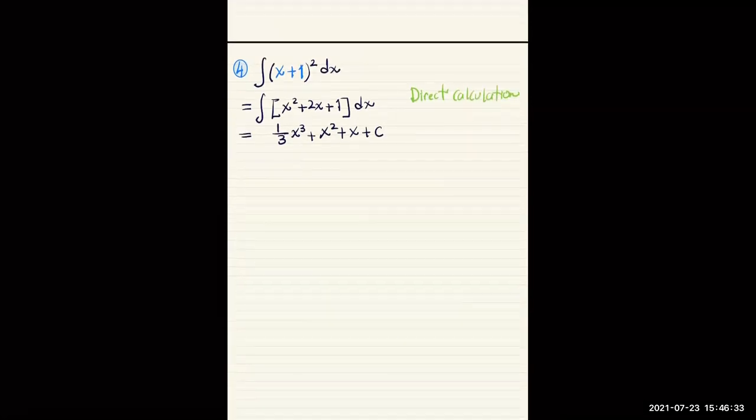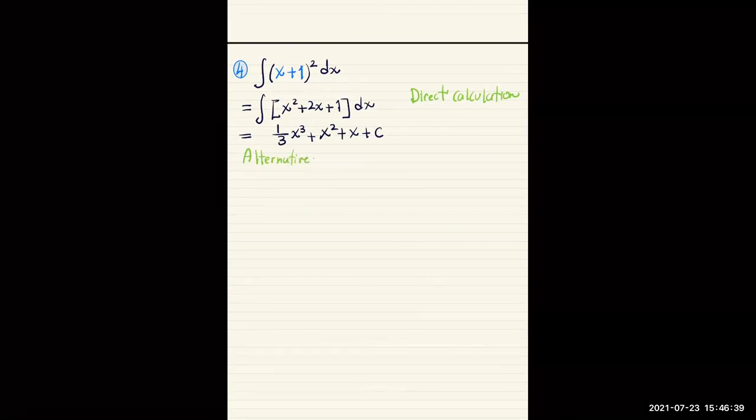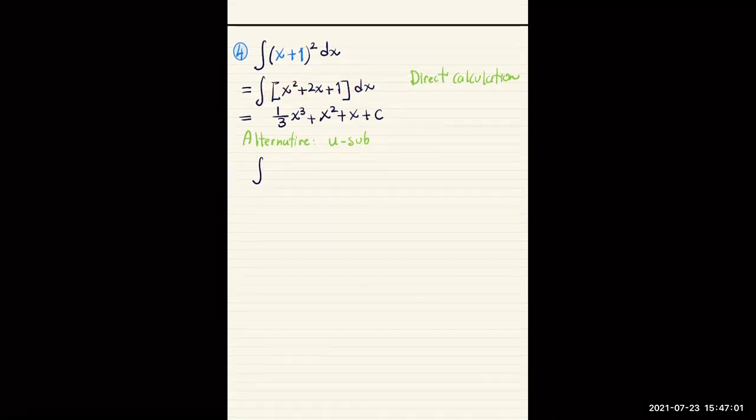Now, the alternative method is for you to do a U sub. The U sub is better. It's easier because if this was a power of 4 or 3 or 10, then doing the algebra, expanding it is not easy. Okay, so let's do substitution instead.